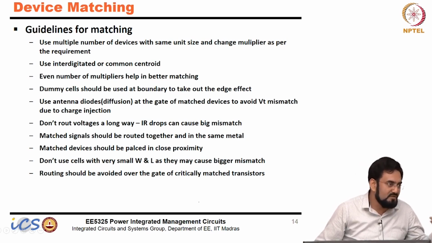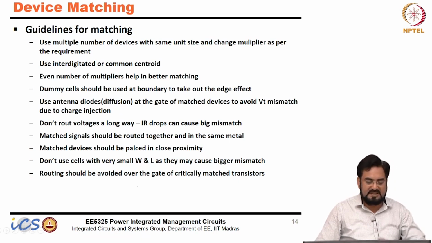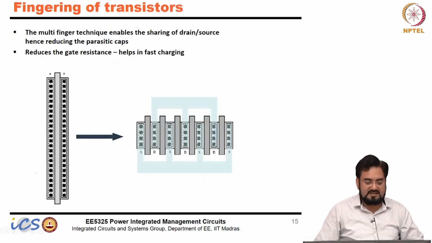Routing should be avoided over the gate of critically matched transistors. The reason is that you don't want to stress the gate, so always try to avoid it, especially if it's carrying an AC signal. It may not be a problem with DC, but with AC it may load your signals and everything, so that's why.